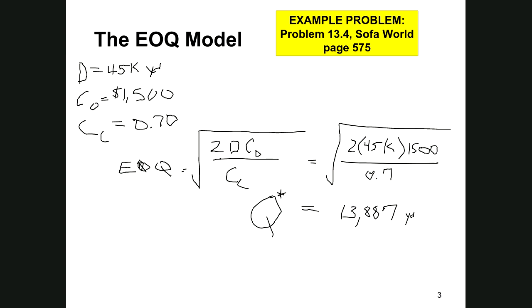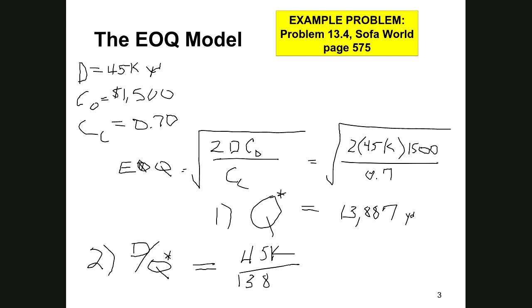Next thing that we want to know is, I'm going to skip the minimum total inventory cost and go to the optimal number of orders per year. How many orders per year? And if you remember, again, this is answer number one. Number two, then, the average number of orders per year is the annual demand divided by this optimal order quantity. And once we substitute in our values, 45,000 is the annual demand divided by 13,887. That's going to be equal to 3.24, just over 3 1/4 orders.